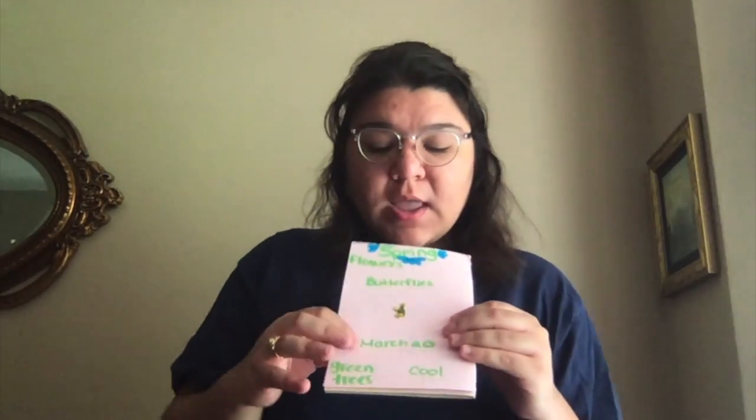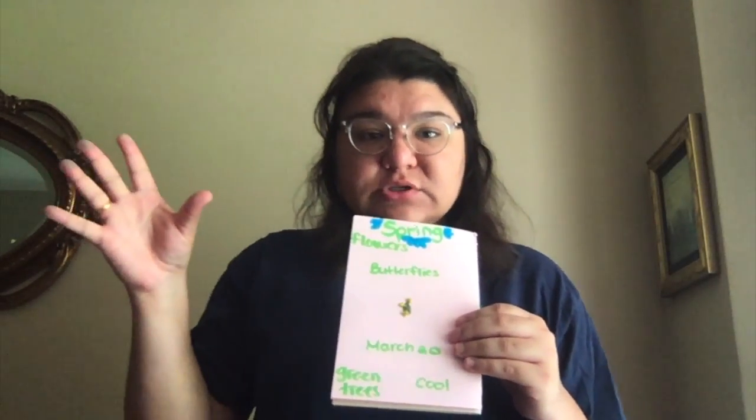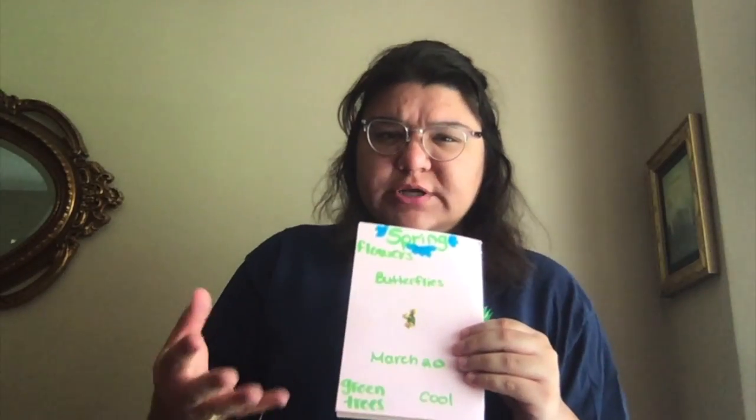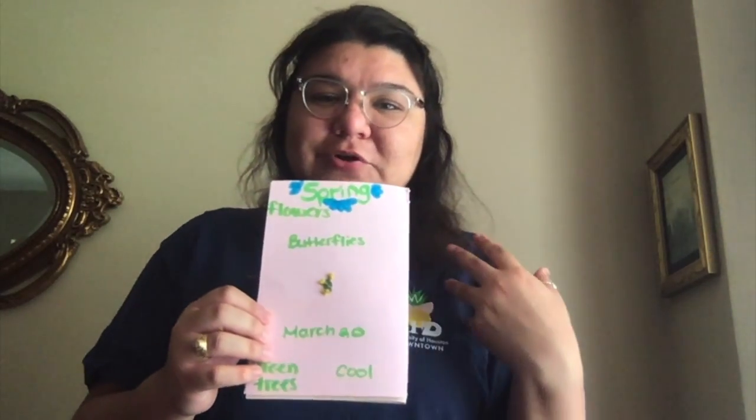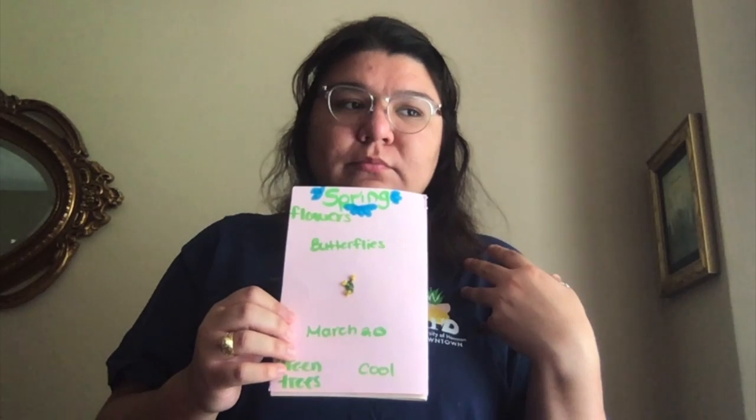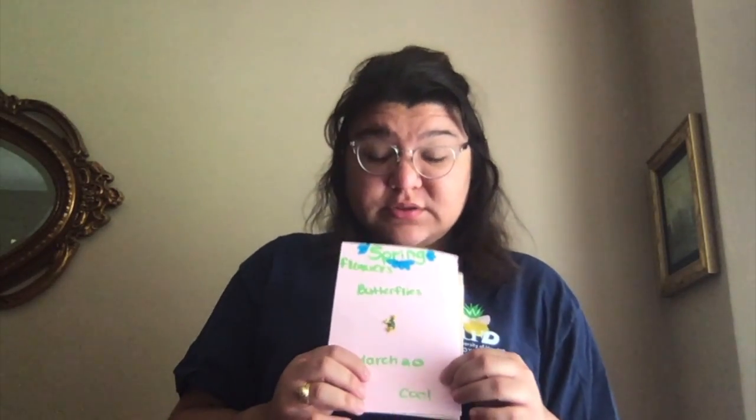Like in Washington, they have these trees called cherry blossoms, and they only bloom during the month of March, April, and then they stop blooming in May. And they have flowers on them, so that's the reason why I put green trees, because that's whenever our trees come back and they don't look so empty. It's also very cold during the springtime.